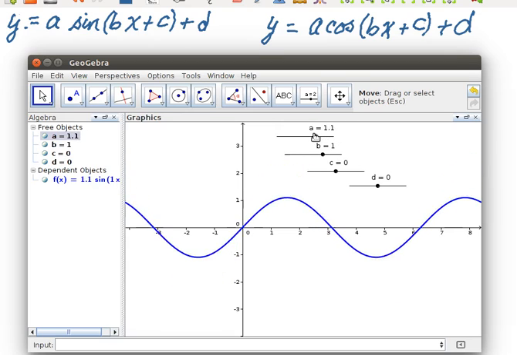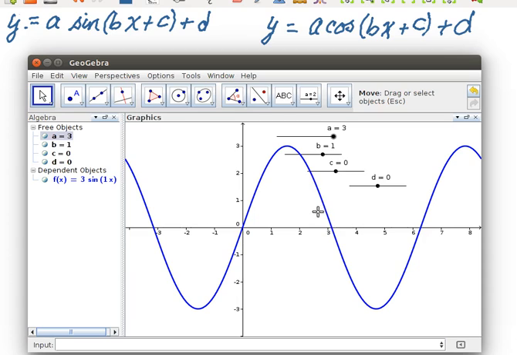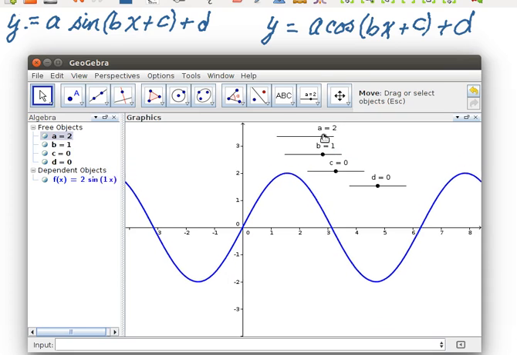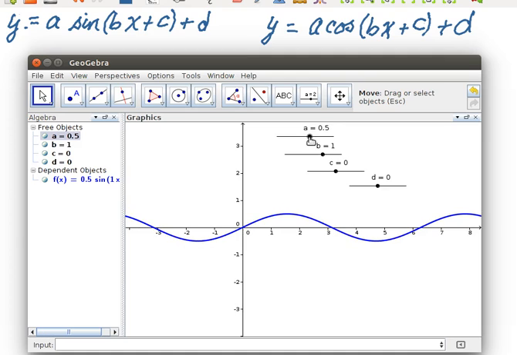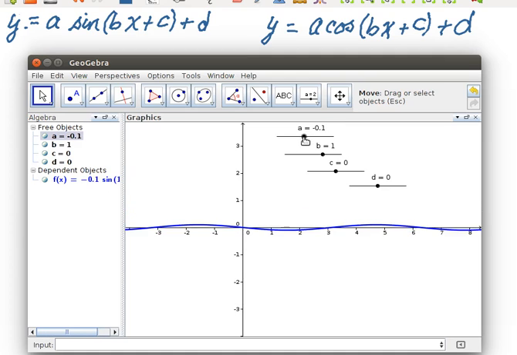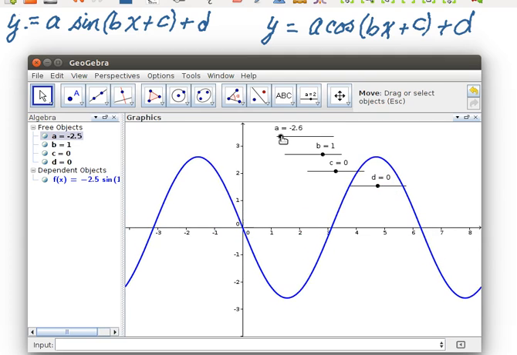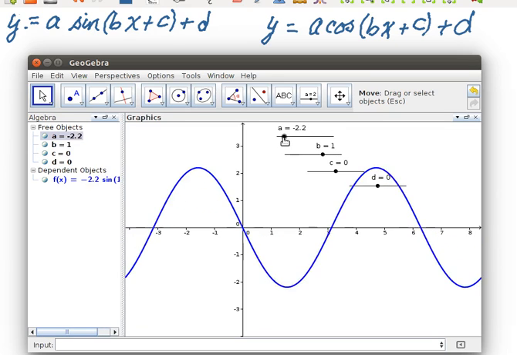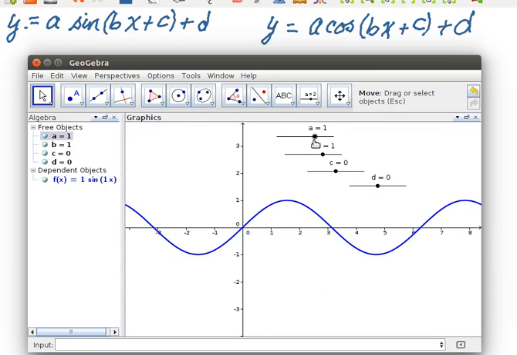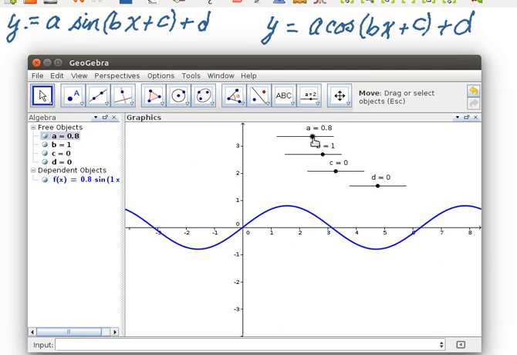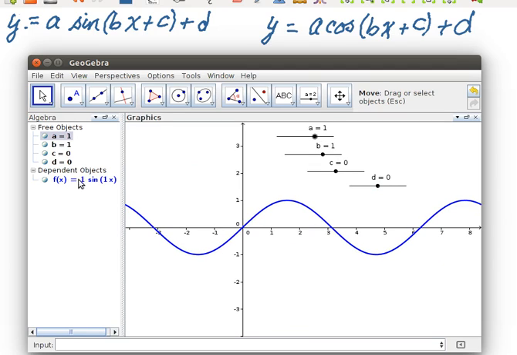Notice that the graph doesn't change where it's crossing the x-axis. It simply raises the high points and lowers the low points. If a becomes negative, then it flips the graph so that where it used to be high, it's now low, and where it used to be low, it's now high. If we pull that back so that it's right on 1, then we really just have y is equal to the sine of x.